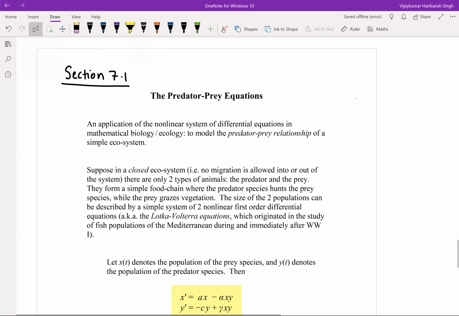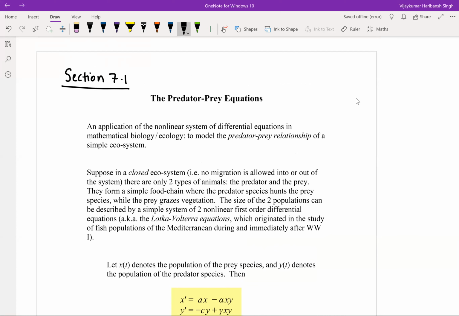Welcome students. So today we are going to discuss section 7.1, which is systems of linear differential equations. So before we go, let's motivate ourselves with the predator-prey equations and see how the system of linear differential equations is applied.